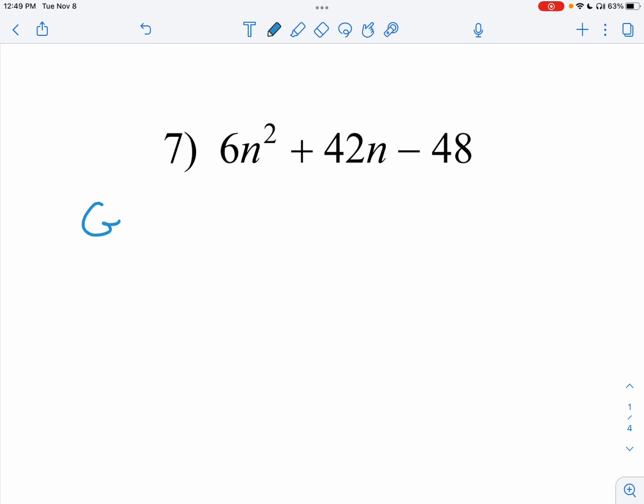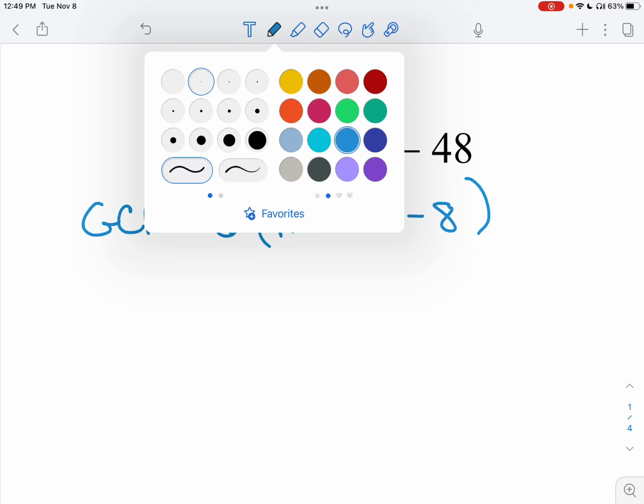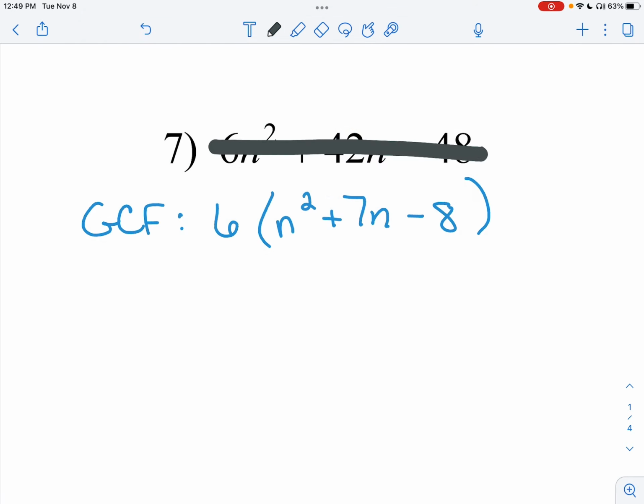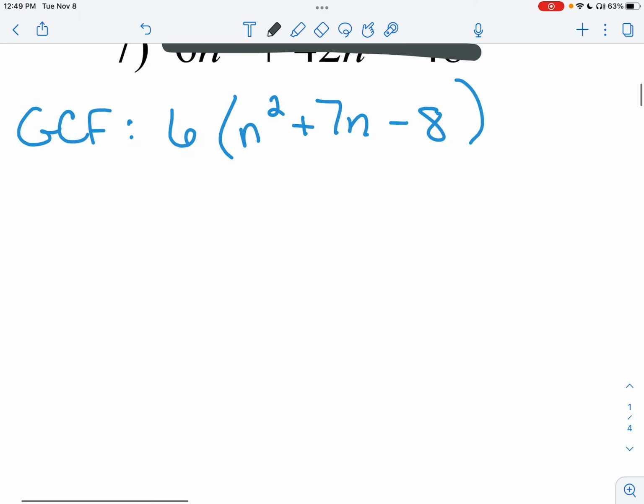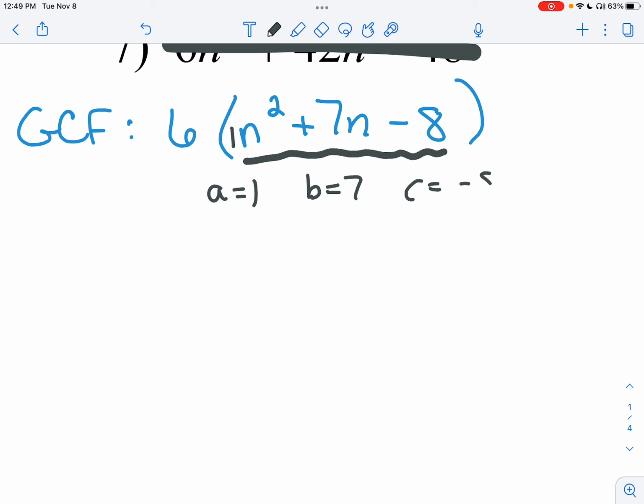So the first thing we're going to look at, and on this problem it does have a GCF of 6. If we take 6 out of everything, we have n squared plus 7n minus 8. At this point, it would be a good idea for you to ignore the original one so you're not tempted to use those numbers. Now, to factor this trinomial, there is a shortcut, and if you know it, that's fantastic. But the shortcut only works because a is 1, so if you don't like taking shortcuts, just follow through and do what comes naturally.